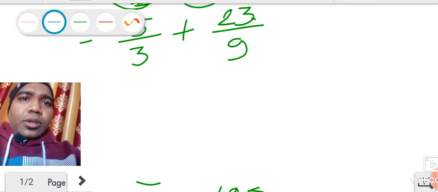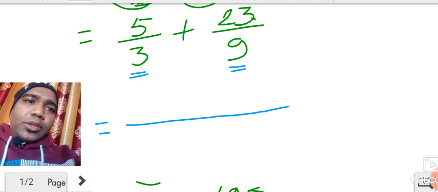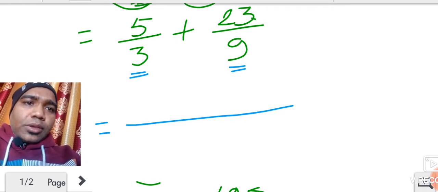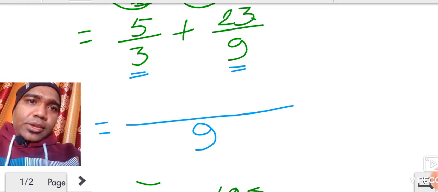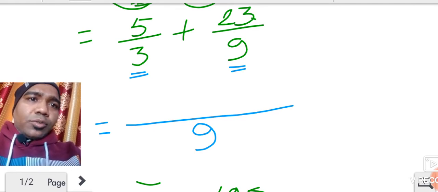Okay. So now this 3 and 9, what do we have to do? We have to take the LCM of the denominators. So the LCM of 3 and 9, how much will we get? 9. Okay, you'll find it out. You'll get 9. And I have told you one method for finding the LCM.